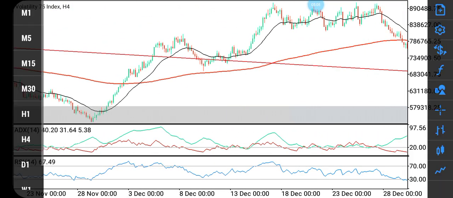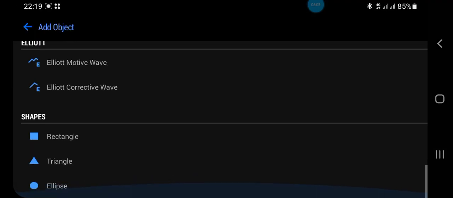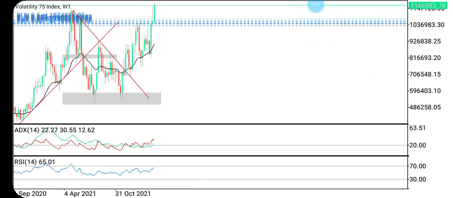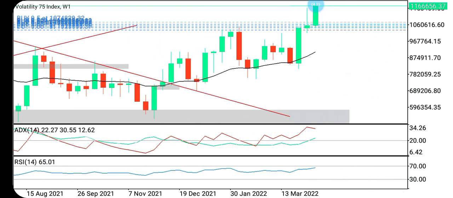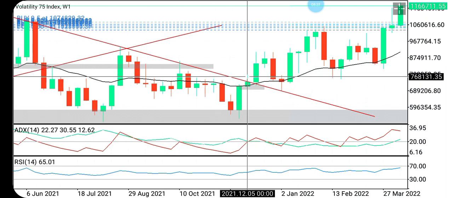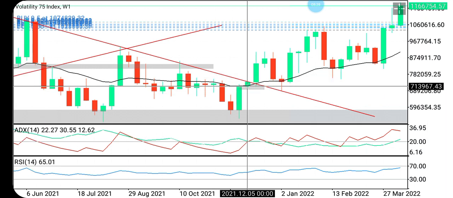This is it right here. This is that rejection right here. Now let's go to our weekly time frame to confirm. You see, that's that rejection. That's that rejection candlestick. You can see it there.